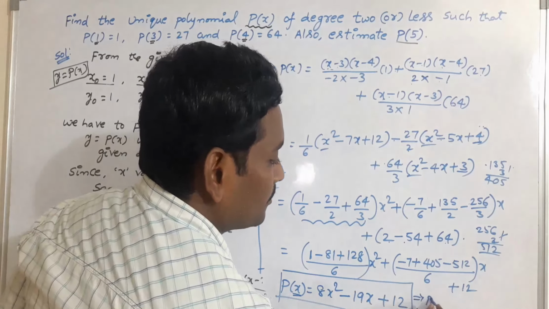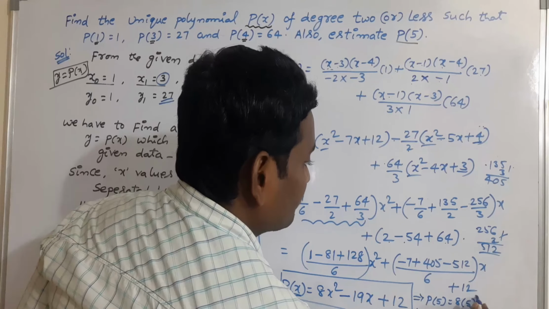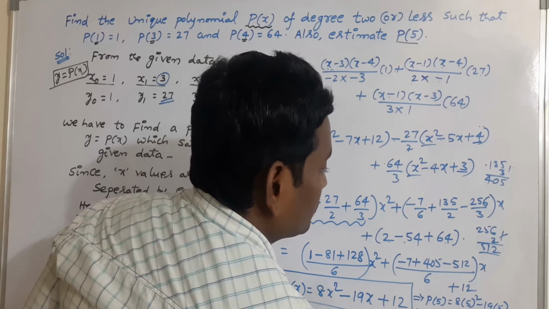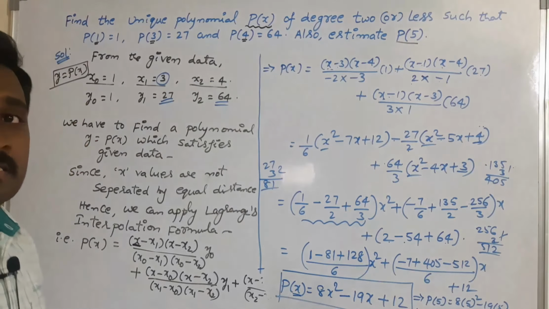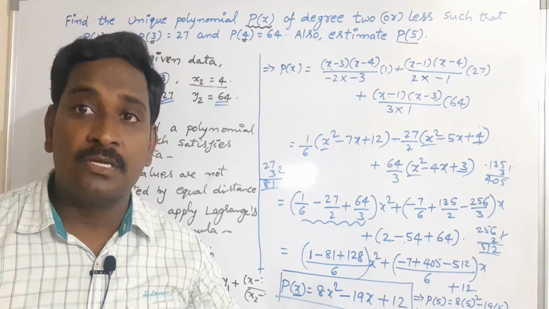Okay, from this, p of 5 is equal to 8 times 5 square minus 19 times 5 plus 12. Okay, please comment the answer in the comment box. Okay, you can easily simplify this one by using scientific calculator. Okay, please comment this value in the comment box.